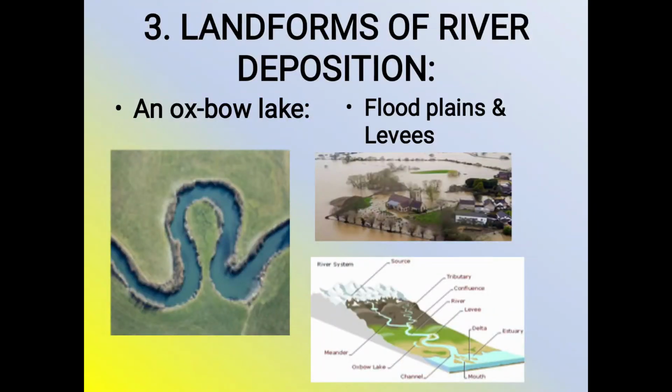Dear students, now in today's video, we will see the landforms of river deposition. Now, in river deposition, the features associated with the lower course of the river are, number one, oxbow lakes or meanders. Due to the formation of a series of shallows and dips, which are also known as riffles and pools, meanders develop in the lower course of a river.